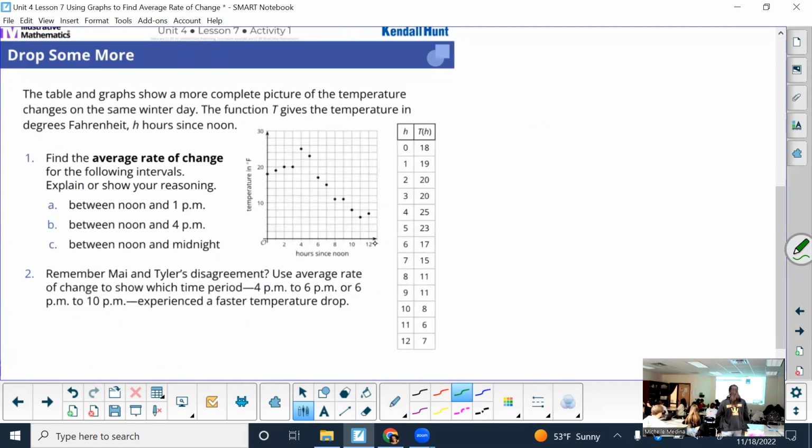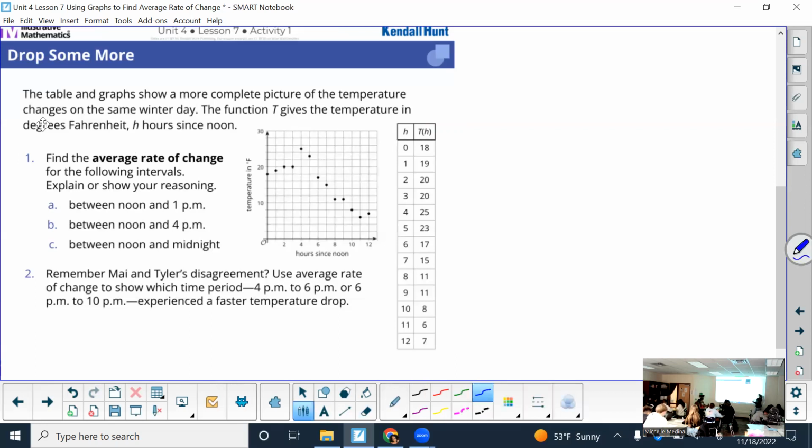The function T gives the temperature in degrees Fahrenheit 8 hours since noon. So pretend like you aren't looking at this, like it doesn't actually tell you. Between hours and temperature, what depends on what? Is it that the temperature determines what time it is, or that the time determines the temperature? Temperature. Good. So even if this wasn't already given to you, you should be able to know that hours, since it's independent, is your X, and that the temperature, since it's dependent, is your Y.